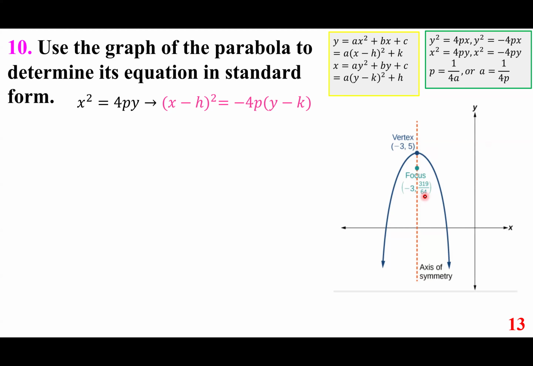So the vertex is located at negative 3.5, the focus is located at negative 319 over 64. So that's the vertex, that's the focus, and those are the coordinates. So the focal distance is the distance between these two points, which means their distance in their y coordinates. So 5 minus this number.